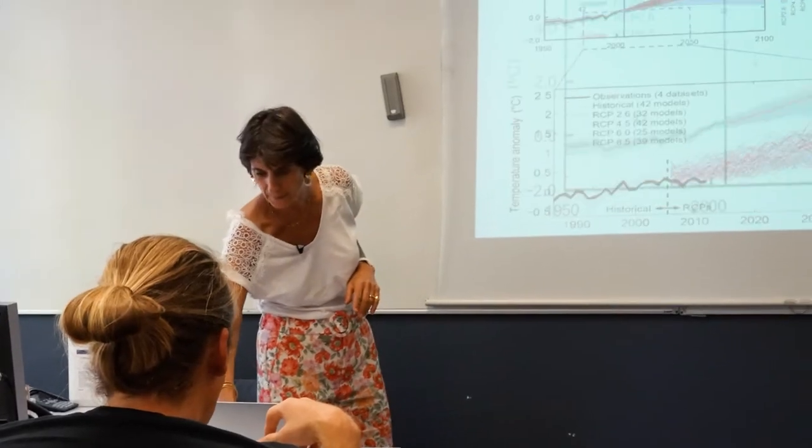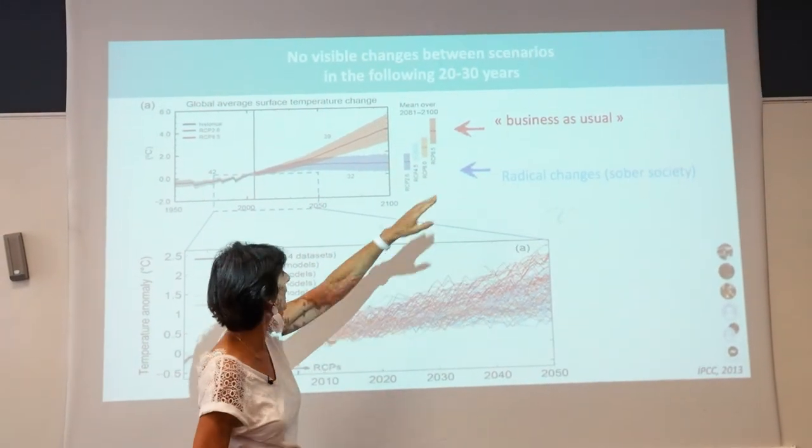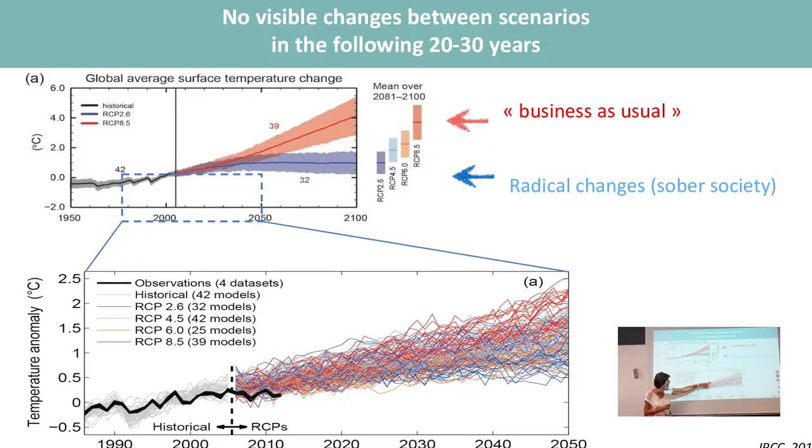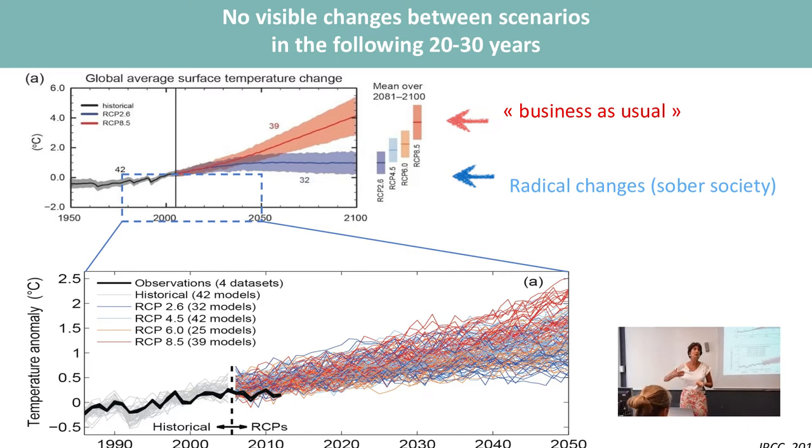So if we zoom a little bit here, the blue one is radical changes, and the red one is what we call business as usual. If you look at the next 20 to 30 years, you do not distinguish between the blue and the red trajectories, because we know that the climate is already written for the next 20 years, in the sense that even if it is a radical change, it will take more than 20 years. So whatever we do in the next 20 years is not going to show up immediately; it's going to show up a little bit further. What we are doing now will really be seen in 20 years from now, and the next 20 years are the most difficult for a climate scientist to say exactly what will happen on the ground in order to adapt. But we know that it's already written in a way, and that what we do now is going to show a little bit later.